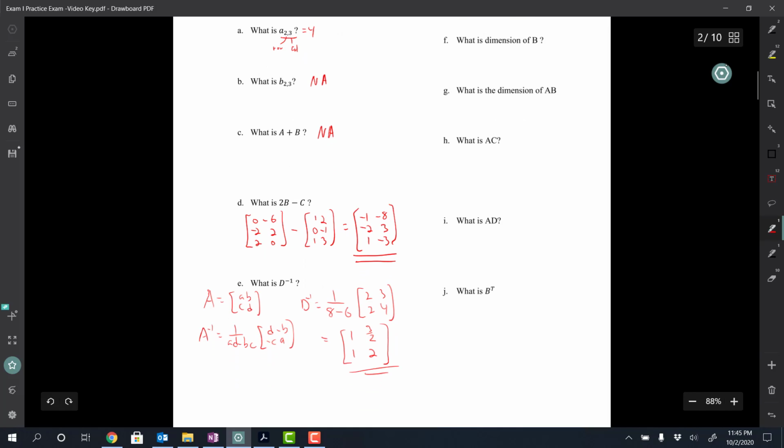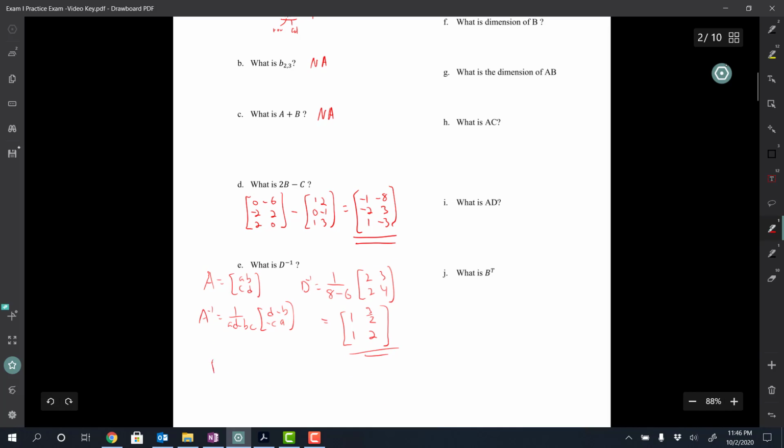Now on the exam, if I wanted to check that, I could verify that because if I calculated D times D inverse, I should be able to show that I would get an identity. So this would be a nice way to check your work if you had some extra time on the exam.